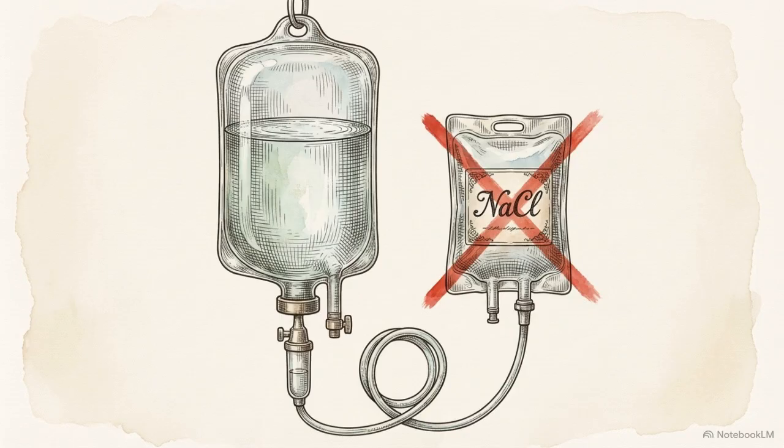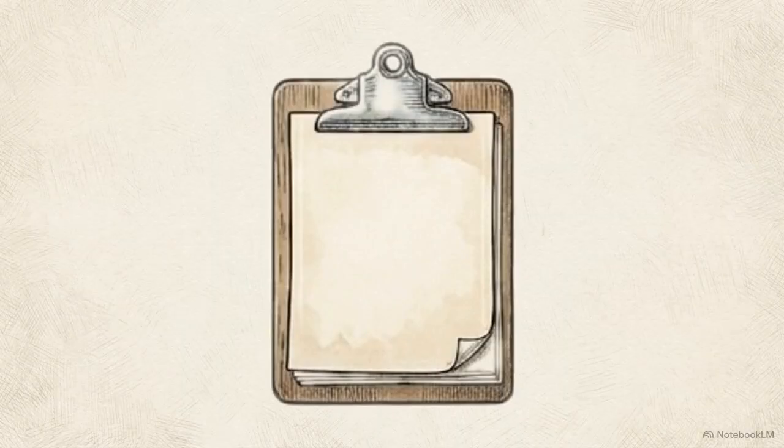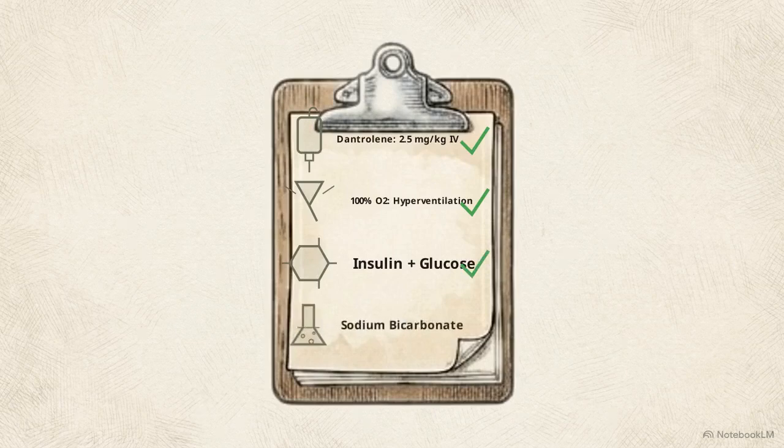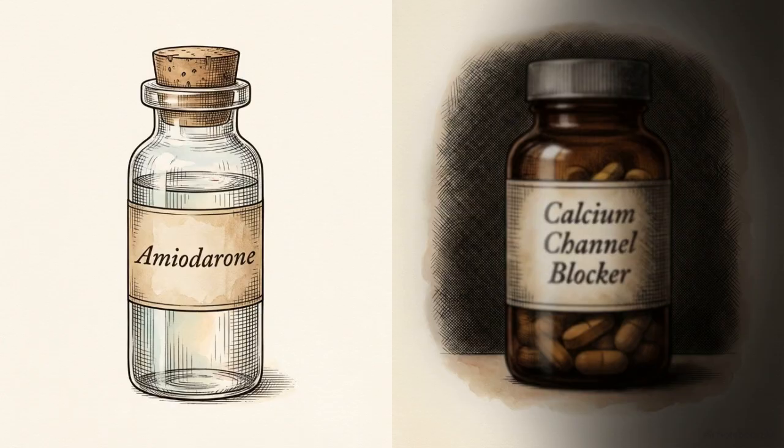You must reconstitute dantrolene exclusively with sterile water. Never use sodium chloride. The initial dantrolene dose is 2.5 milligrams per kilogram IV. Concurrently, institute hyperventilation with 100% oxygen and treat hyperkalemia aggressively using insulin with glucose and sodium bicarbonate. If the patient develops cardiac dysrhythmias, administer amiodarone. Calcium channel blockers are strictly contraindicated during an MH crisis.